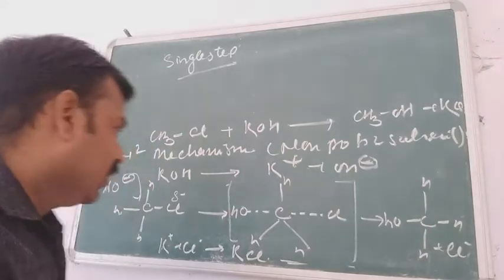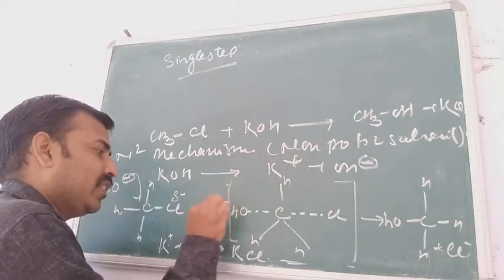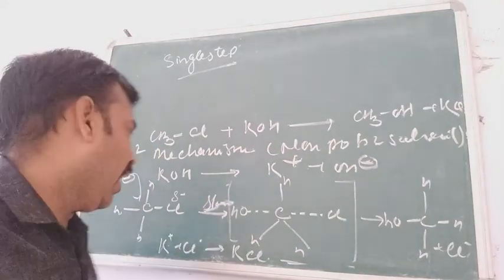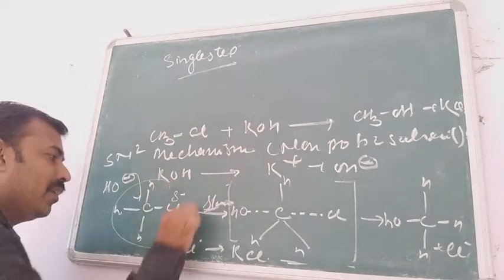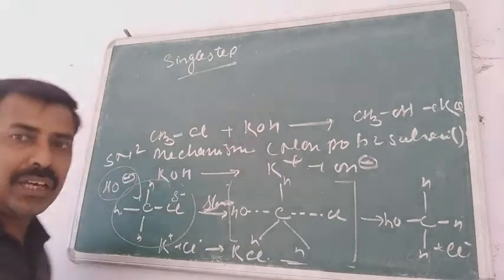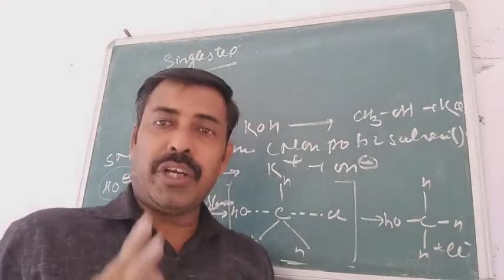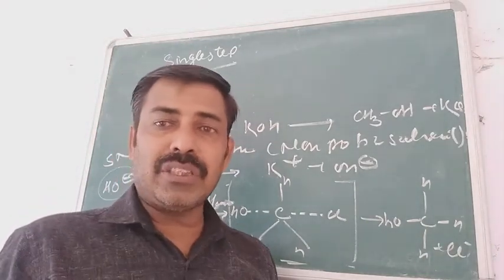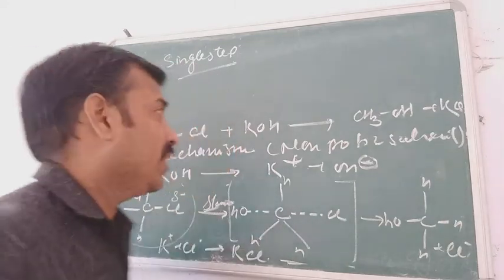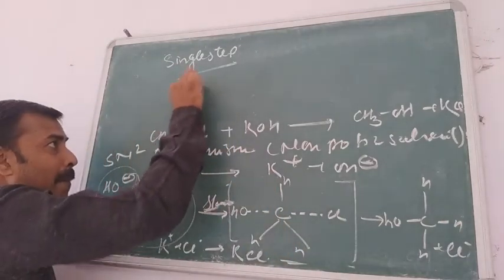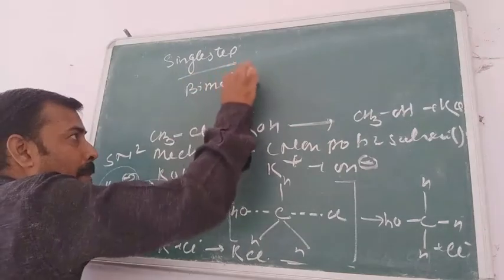But when you see this step, this will be considered as the slow step. And how many molecules are participating in it? This one and this one. There are 2 molecules. That means 2 molecules are determining the rate of reaction in the case of the SN2 reaction, and this is the reason it is called bimolecular.